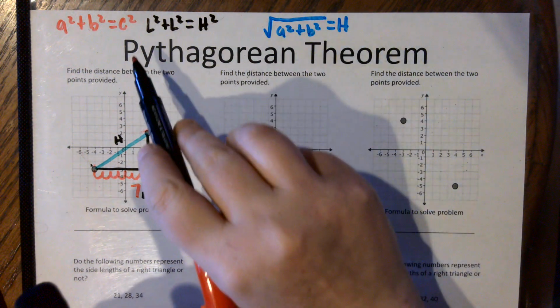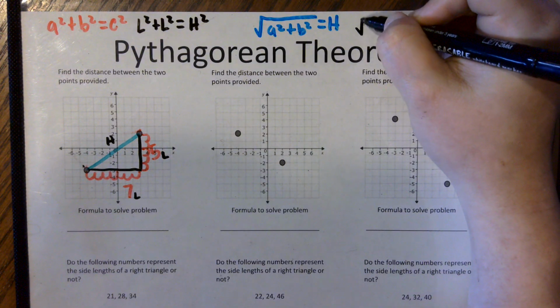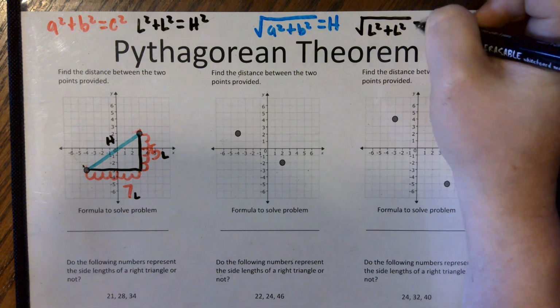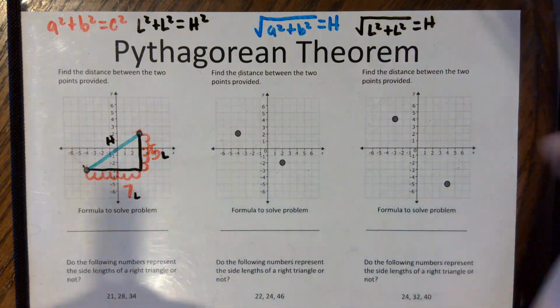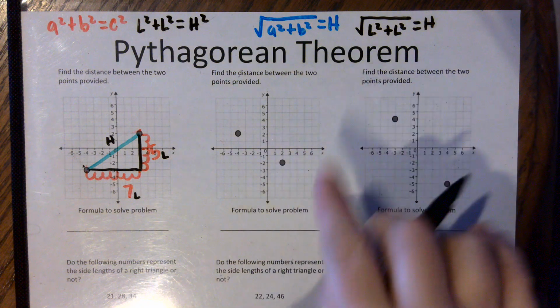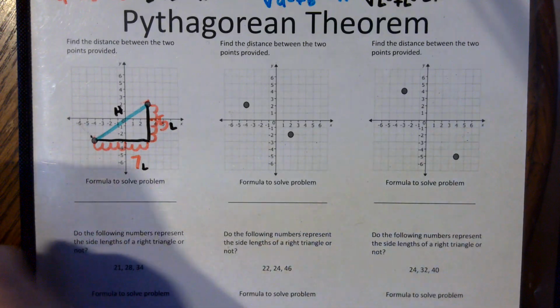Now, if you're thinking of that as leg squared and leg squared, you can just do the square root of leg squared plus leg squared equals our hypotenuse, okay? This is what we're going to be following for like this entire page. So make sure you at least have this written down if you are unsure how to do it. And let's go ahead and work this one out.